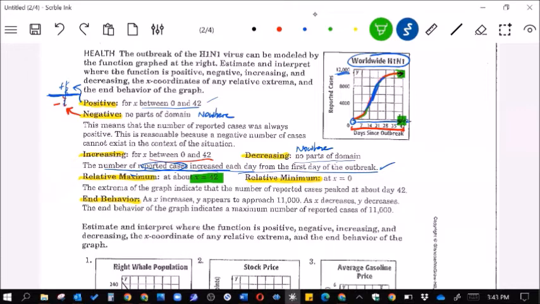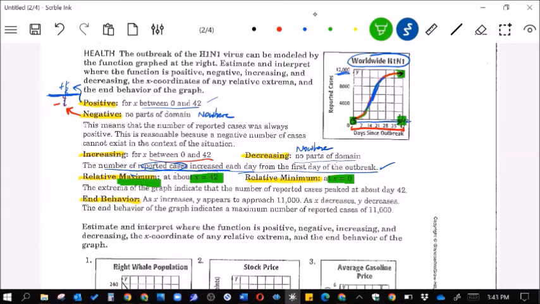So that's the maximum number. The relative minimum number would be 0, the lowest one. Right? And in this case, it's where it starts. So the extrema indicate, or the relative maximum shows that at day 42, it's reached the peak number of cases, although there is no data after that. At least according to the graph, it's the highest amount of data in the first 42 days.